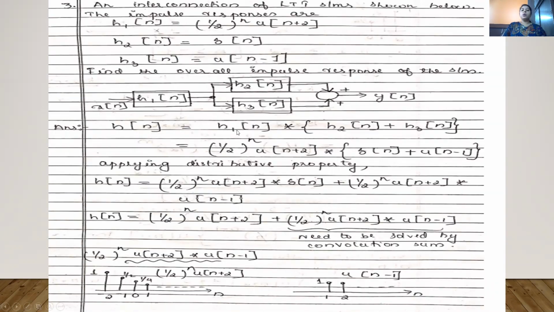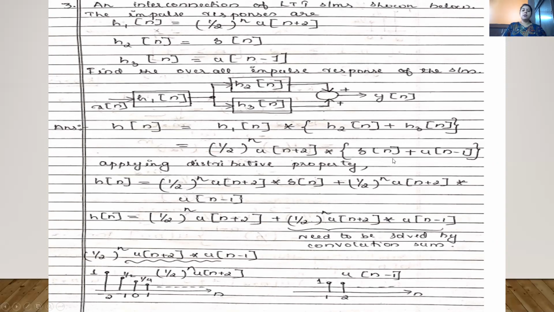Now substitute the values of H1, H2, H3. I substituted all those things. So you are getting 1 by 2 all power n u of n plus 2 convolution H2 was del of n, H3 was u of n minus 1. Now I am applying the distributive property.